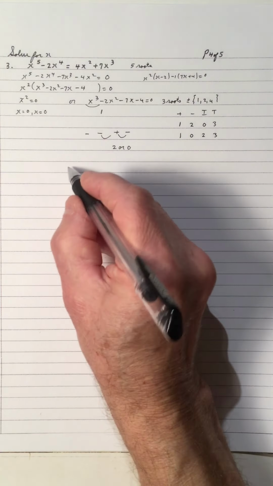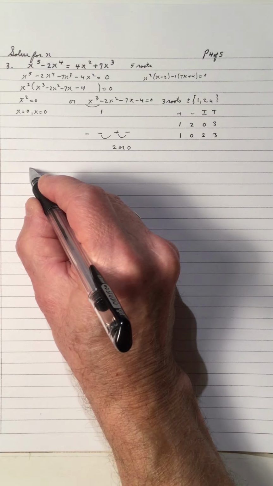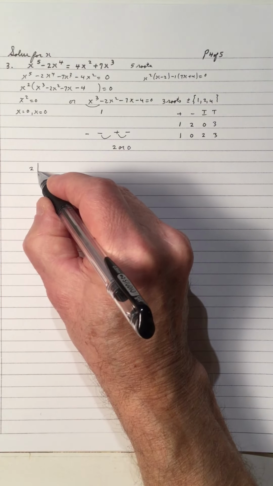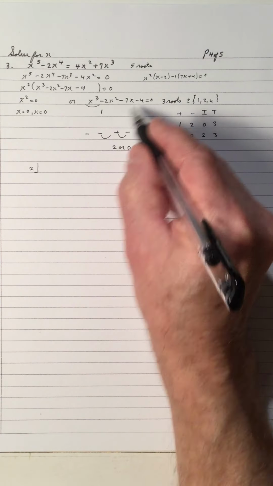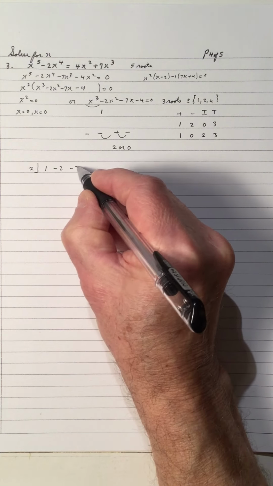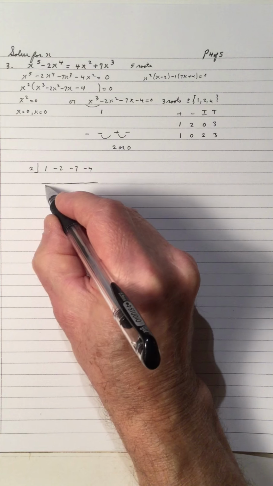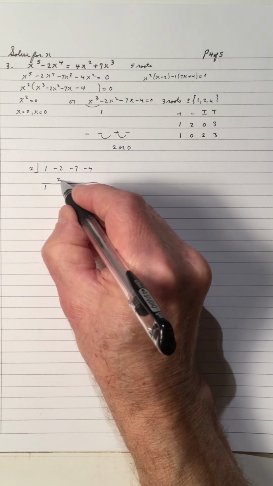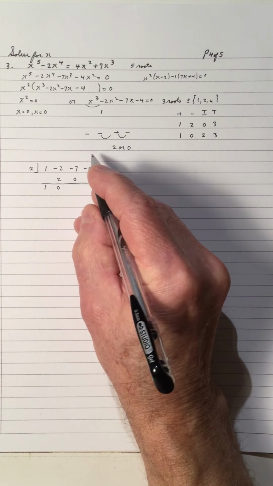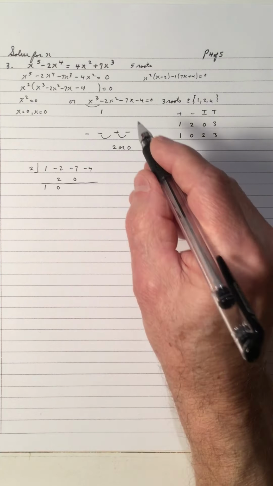1 didn't work, so now I'm going to try a 2 on this equation. So I have 1, negative 2, negative 7, negative 4. Draw a line, bring down your 1, multiply by 2, add, and you get negative 2 here. Gotta be careful.